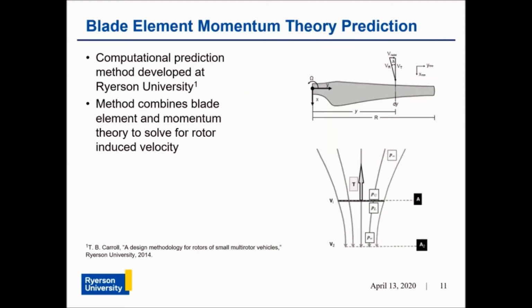The experimental results from the wind tunnel test were compared to a computational prediction method based off the blade element momentum theory. The prediction method combines the blade element theory with the momentum theory. The momentum theory, shown in the bottom figure here, treats the rotor as an infinitesimally thin actuator disc that induces a fluid velocity through it by means of a pressure jump across the disc. The momentum theory was used to find the inflow velocities across the rotor disc.